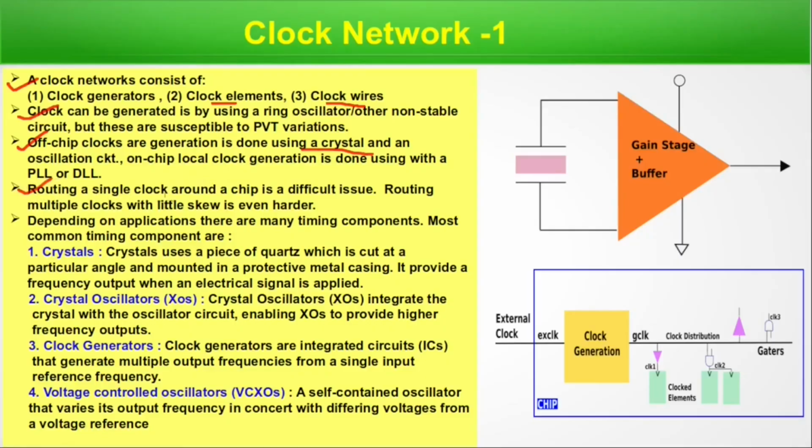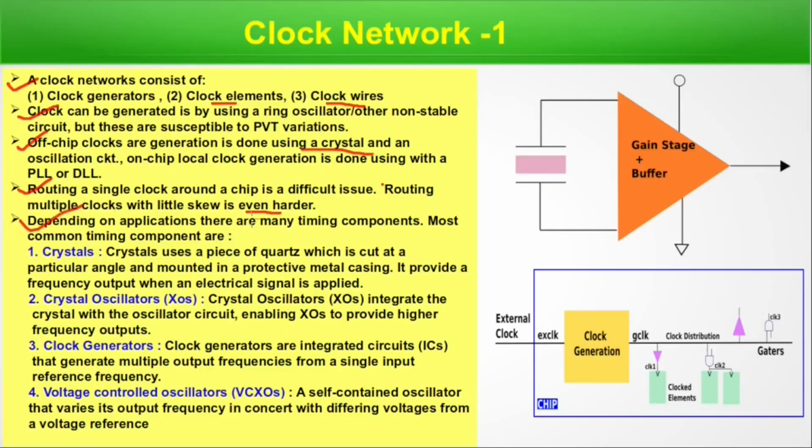or DLL. Now, routing a single clock around the chip is a difficult issue. If we use a single clock, routing that signal across a chip with billions of gates is tough work. Another difficult issue, if we go for multiple clocks, is their synchronicity. Clock signals might come at different times, so the delay between them is a tough thing to handle or control.